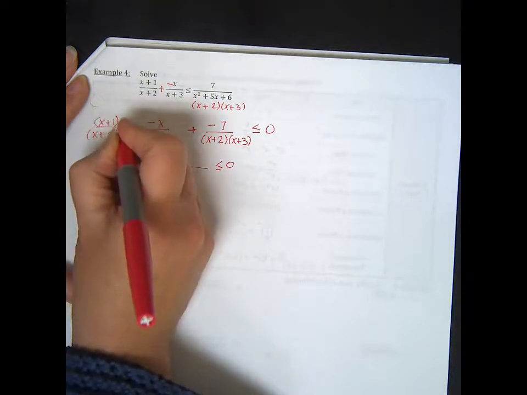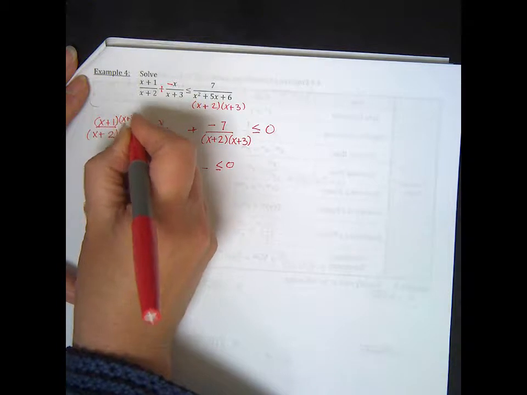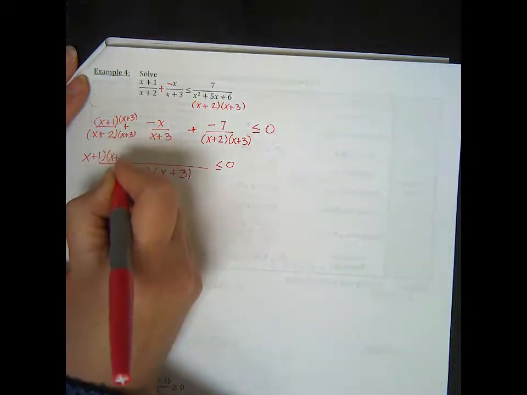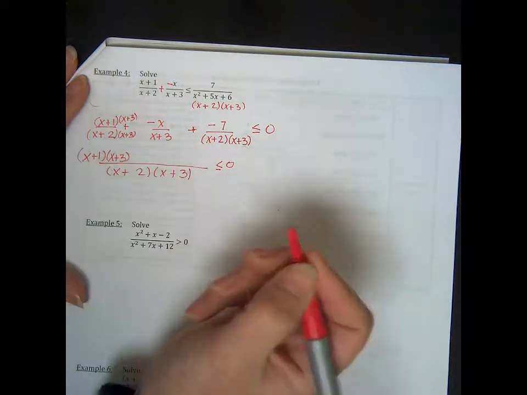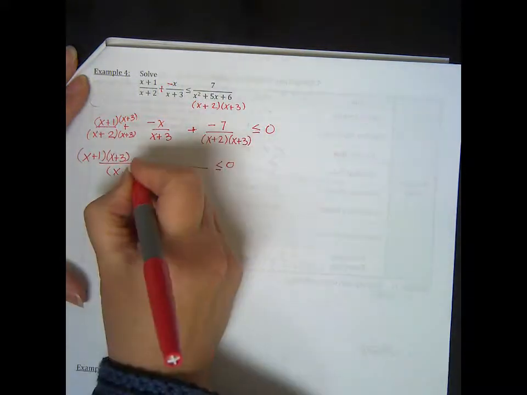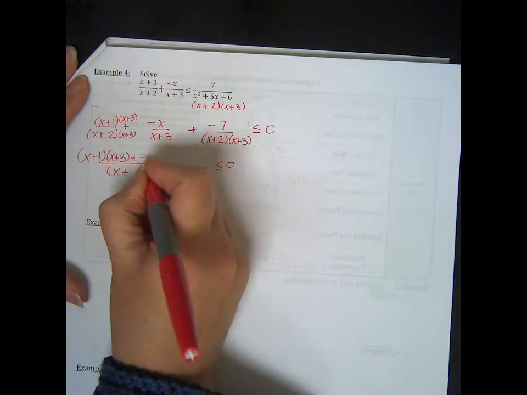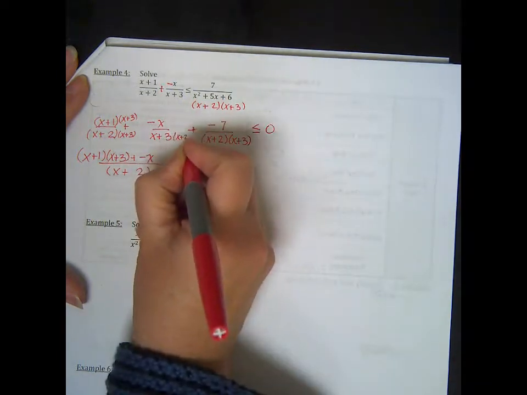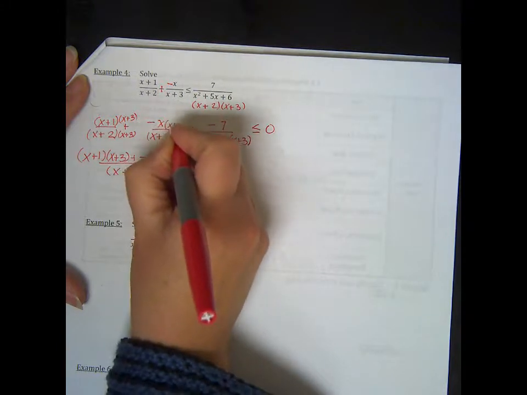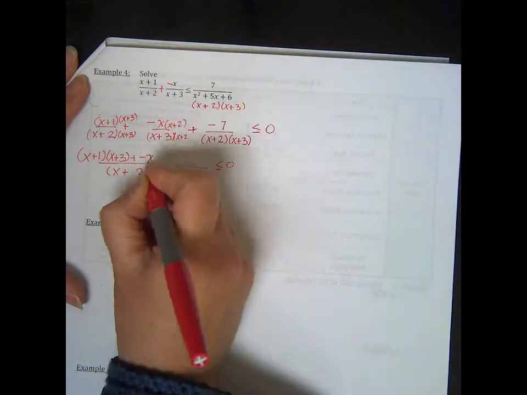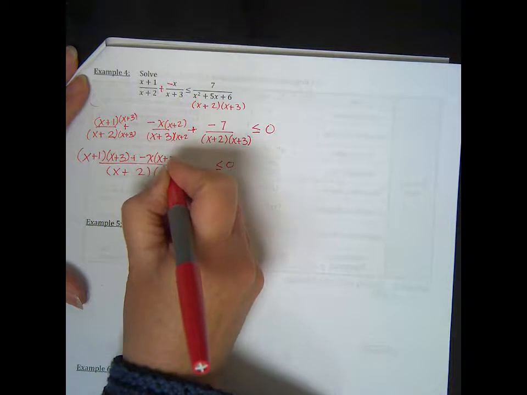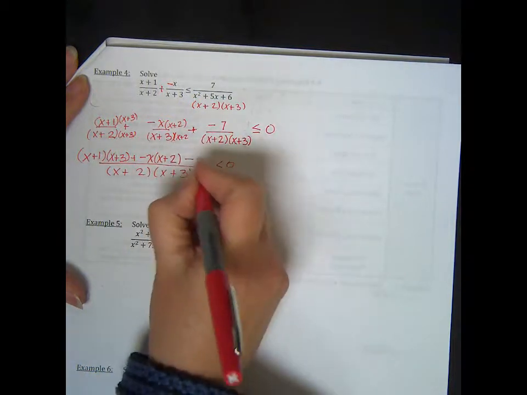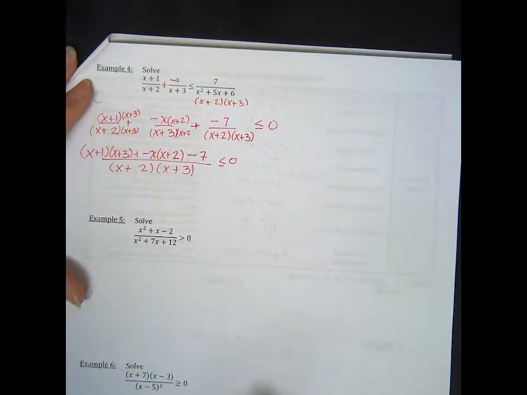Make sure you put parentheses if it's a binomial. So I'm going to have to multiply the x plus 1 times x plus 3. And I got to make sure I FOIL that. And then I got a plus a negative x, and this needs what? It needs an x plus 2. Got to do it to the top and the bottom. So I got negative x times x plus 2. And then this one has the common denominator, so that negative 7 can just stay negative 7.